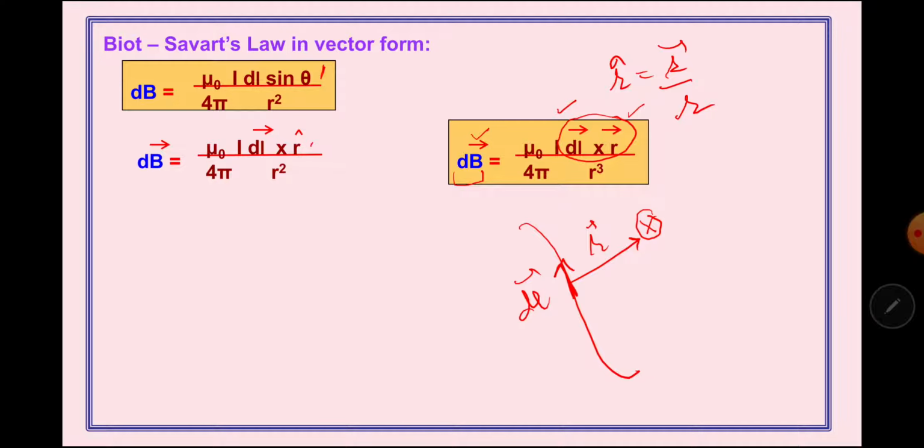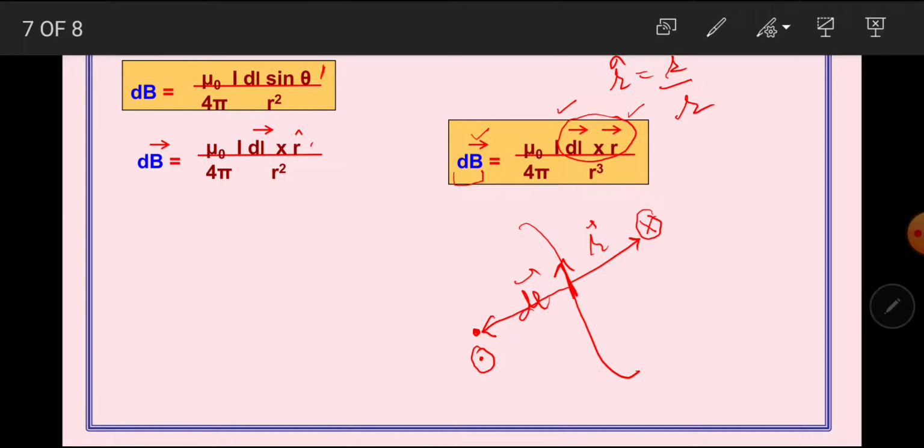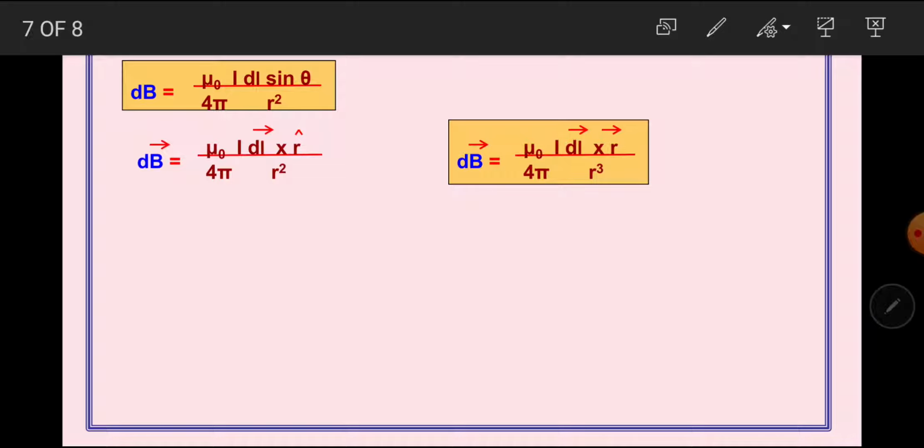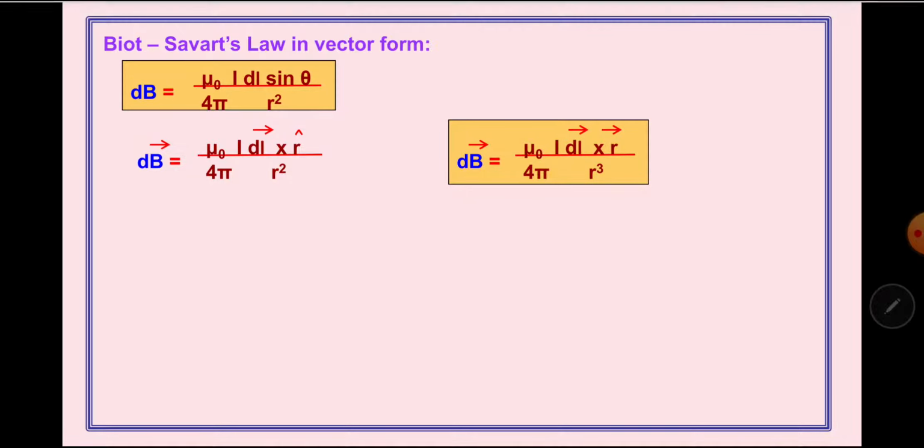And similarly, if I consider the point of observation on this side, I take r vector in this direction. In that case, dl cross r will be in the outward direction. My thumb will point in the outward direction. So the magnetic field will be shown by a dot. That means to say magnetic field will be perpendicular outwards. So that gives us the direction of the field, which we can find using the cross product of the two vectors. So in any case, it is going to be perpendicular to both dl and r.